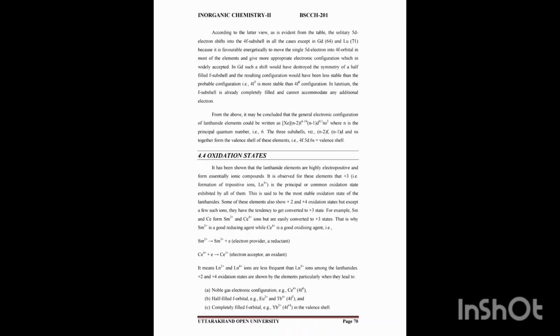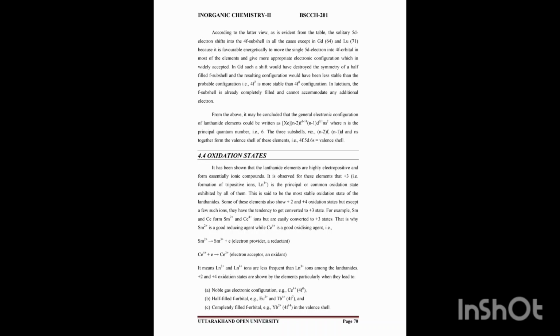Oxidation states. It has been shown that lanthanide elements are highly electropositive and form essentially ionic compounds. It is observed for these elements that +3, formation of tripositive ions Ln3+, is the principal or common oxidation state exhibited by all of them. This is said to be the most stable oxidation state of the lanthanides. Some of these elements also show +2 and +4 oxidation states, but except for a few such ions, they have a tendency to get converted to the +3 state.